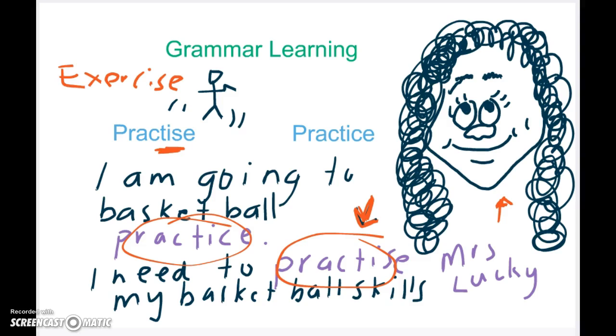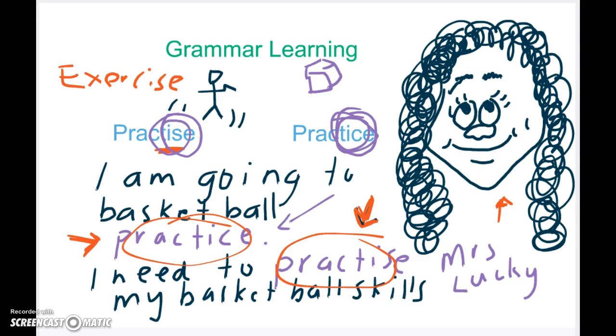But if I'm talking about the thing I'm going to, so here I put, I'm going to basketball practice, this one, he said, with practice and the C at the end, think about ice cubes. Okay? Think about ice cubes and ice, and it's a thing. So therefore, if I'm going to basketball practice, it's a C. See the difference between practice as exercise, and practice as in a thing or an event.